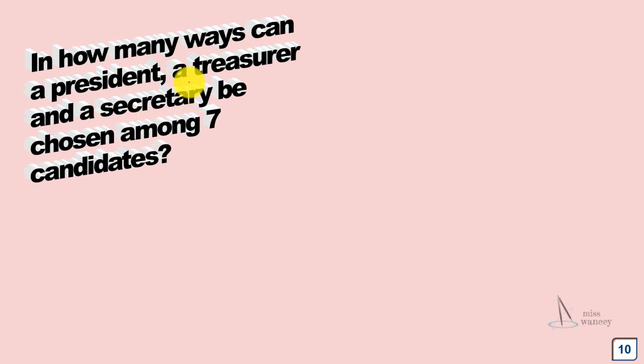Okay, in how many ways can a president, a treasurer, and a secretary be chosen among 7 candidates? So out of 7, we simply want to arrange 3 people. So we can use 7P3. So the answer for 7P3 is 210.